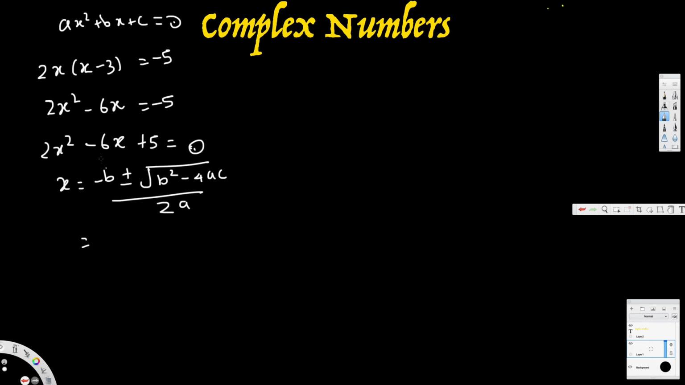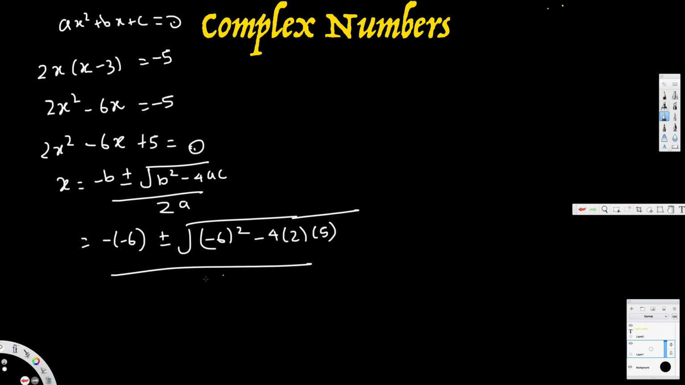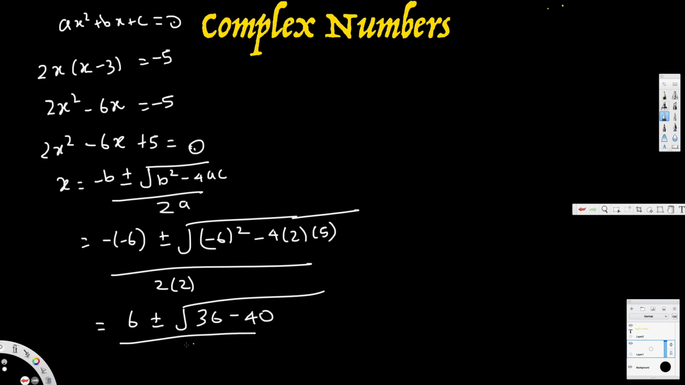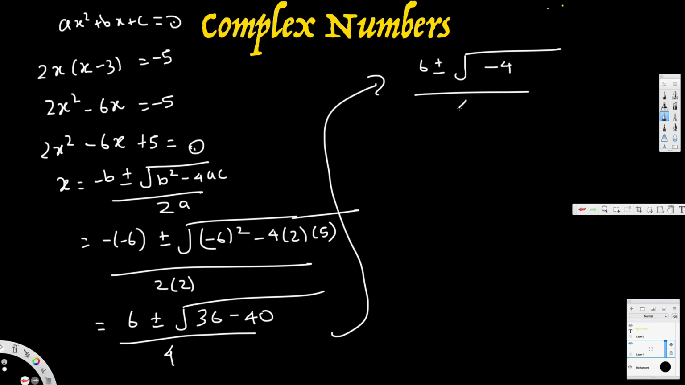In our case b is negative 6, so negative 6 plus or minus the square root of negative 6 squared minus 4 times a, which is 2, and then c is 5, divided by 2a, 2 times a is 2. And let's simplify this one. 6 plus or minus the square root of negative 6 squared is 36, and 4 times 2 is 8, 8 times 5 is 40, and divided by 2 times 2, that's 4. Now let's continue here. 6 plus or minus 36 minus 40 is negative 4, divided by 4.